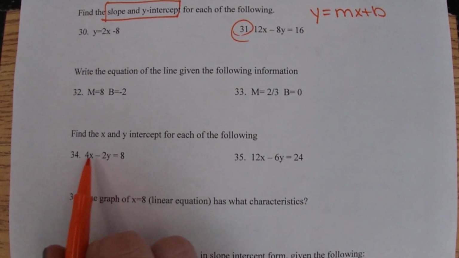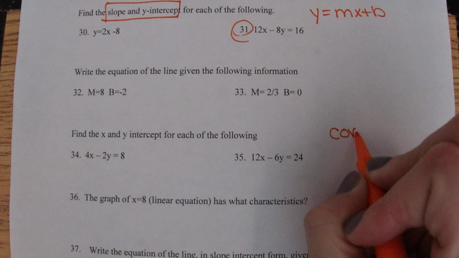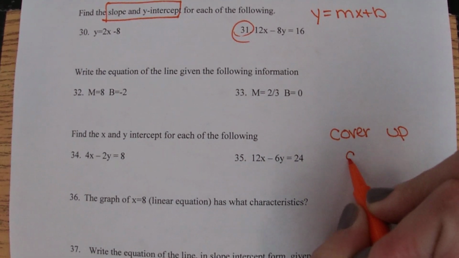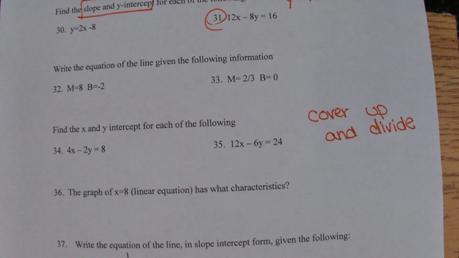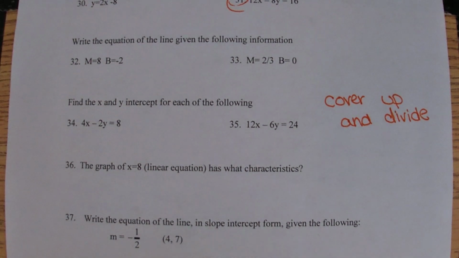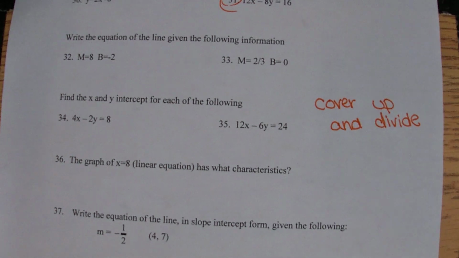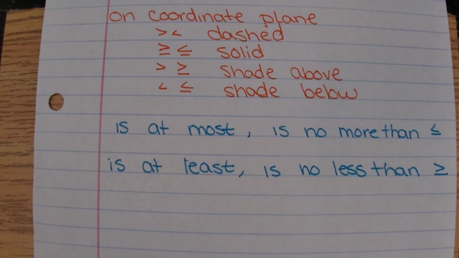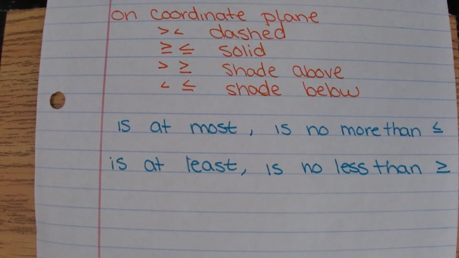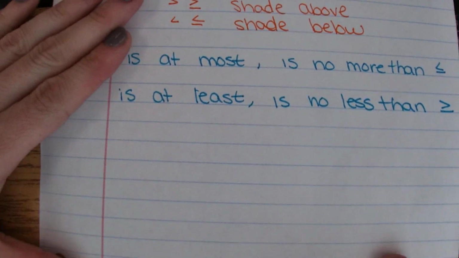X and y intercepts, right? That's where we're going to cover up and divide. Right, we're really plugging in 0 and solving them both. 36, so this is when we're getting into graphing linear equations, and we have something like x equals or y equals. So here are some things with slope and linear equations we might want to be reminded of.